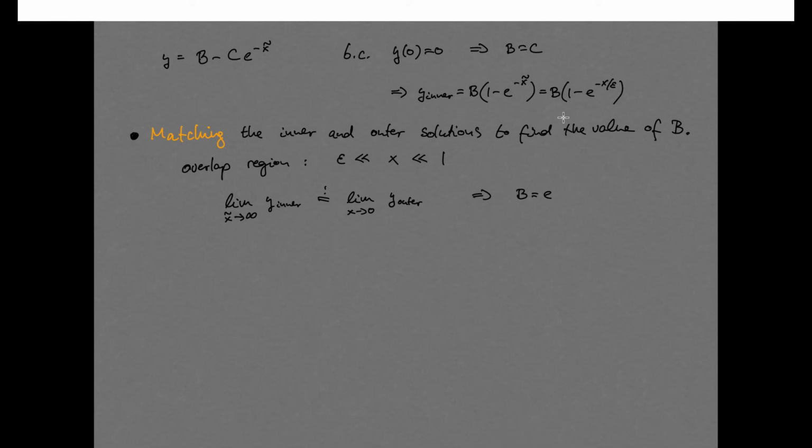We can determine this constant b if we match the inner and outer solutions. We can do that in the overlap region, where x is much larger than epsilon, but is still much smaller than 1. So this is the way the two solutions have to match. The x tilde goes to infinity limit of the inner solution has to match the x goes to 0 limit of the outer solution. If you plug in the two solutions, that fixes b, so b will just be equal to e.